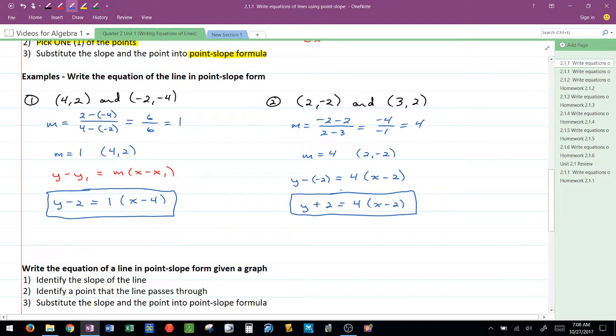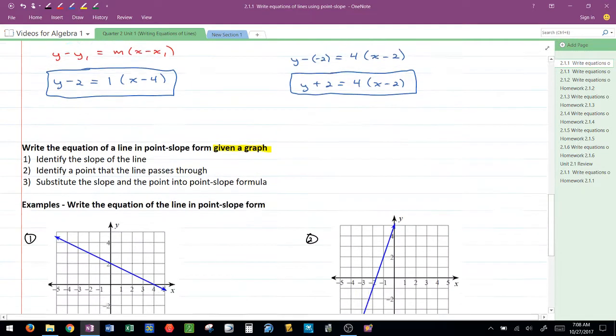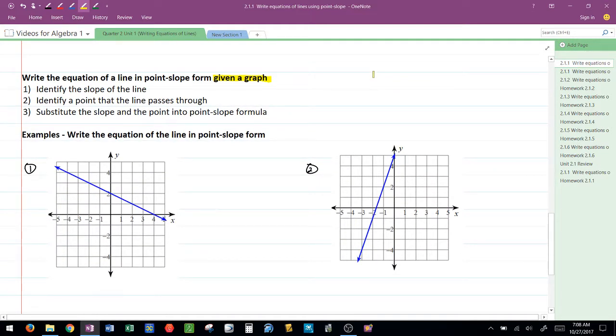All right, scenario number 3. Scenario number 3, what if I'm given a graph? If I'm given a graph, I'm still going to do it the same way that I did when I had 2 points. I just have to identify 2 points to use. So again, we're going to find the slope. We're going to identify a point. We're going to plug it in a point slope.